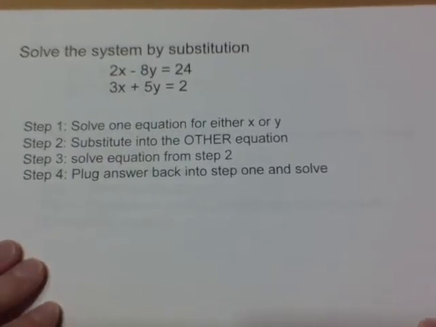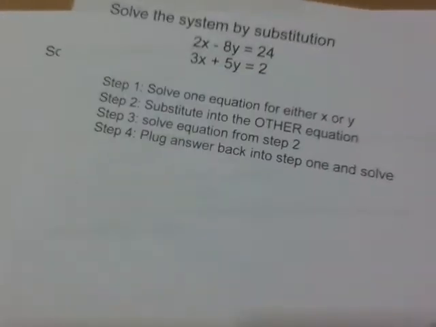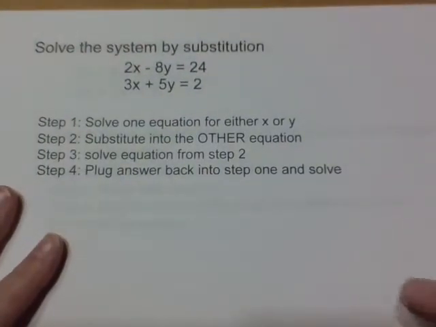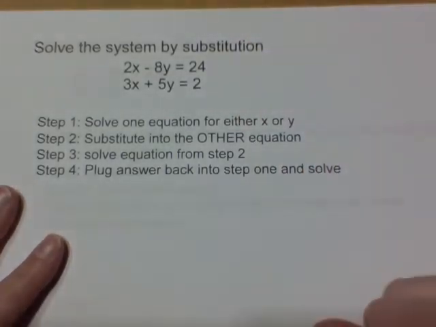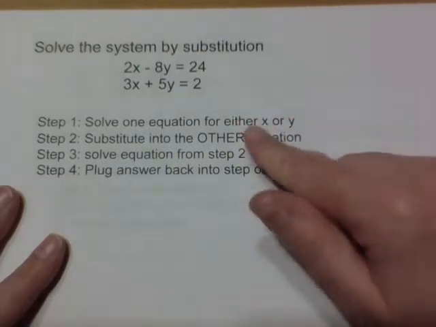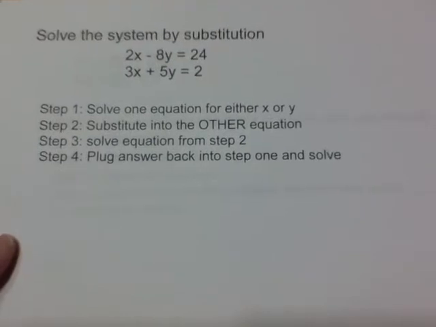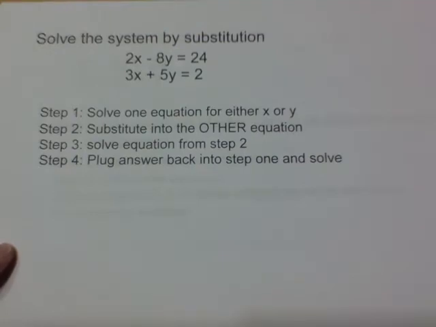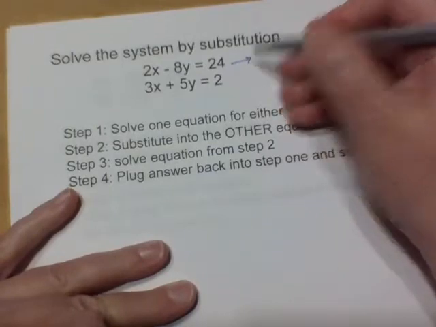Then we have solving a system by substitution, which is really one that we tend to avoid. We avoid elimination, but substitution is technically taking one and solving for either x or y, and then plugging that one into the other equation for that x or that y. And then you solve it and plug your answer in. So we will take the time to do each of those steps. So step 1 is to solve one equation for either x or y. And since I'm pretty good at solving for y already, we'll go ahead and solve this top one for y.